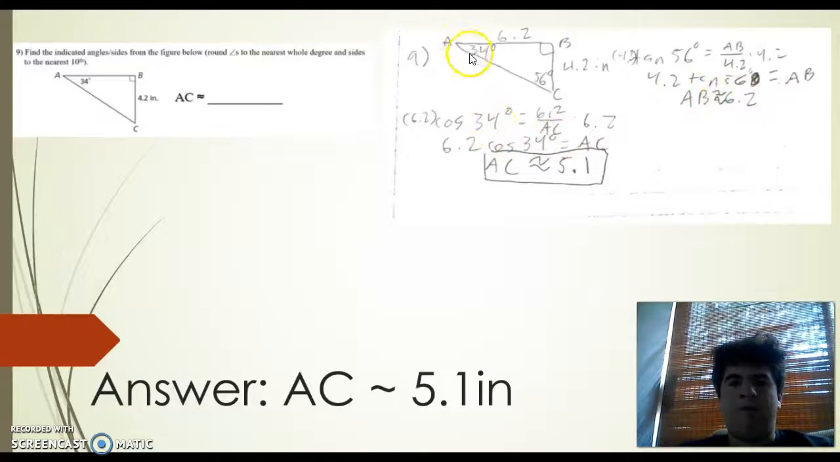Then I did the cosine of 34 degrees. Find the measure of AC. So it would be cosine, SOHCAHTOA, adjacent over hypotenuse. So then 6.2 over AC, times AC on both sides. And AC equals 6.2 times cosine 34 degrees. AC is about 5.1.